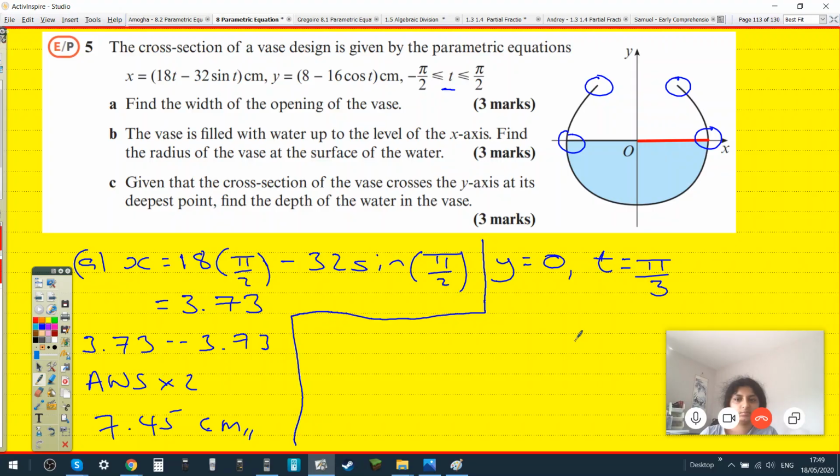Is the radius the time? Because this one isn't time. So when the y coordinate is 0, that's when the time is pi over 3. We want the x coordinate.